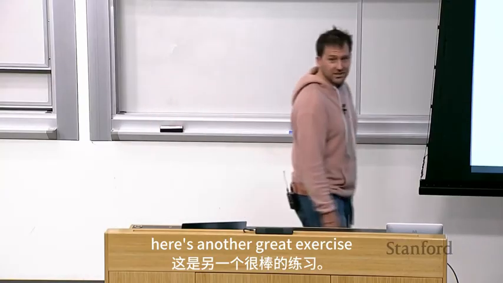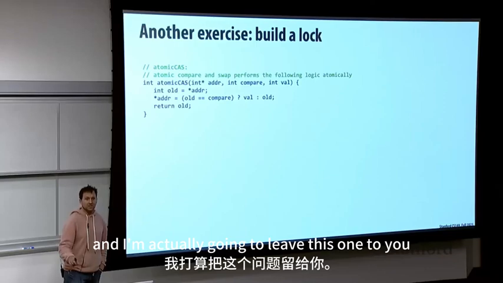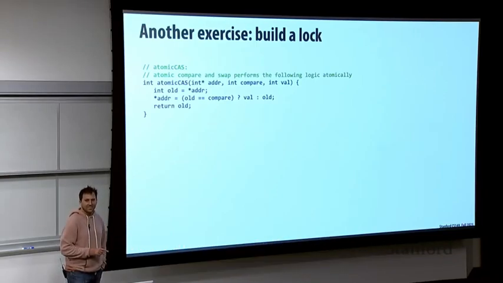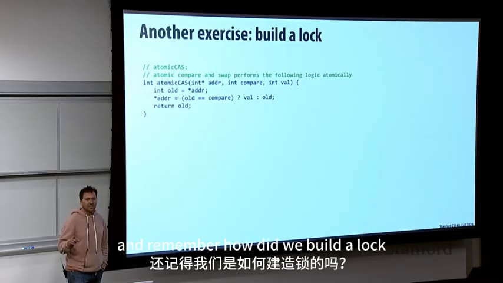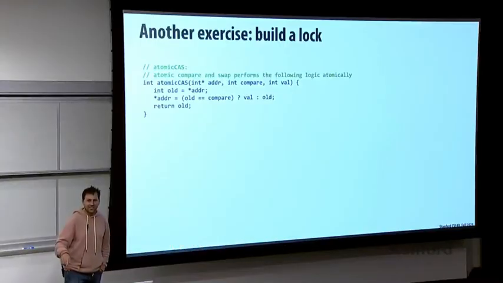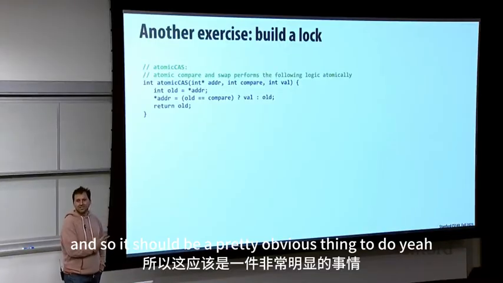Here's another great exercise, and I'm actually going to leave this one to you, which is given atomic cache, build a lock. And remember, how did we build a lock? We built a lock to say if the value in memory is 0, make it 1. And so that should be a pretty obvious thing to do.